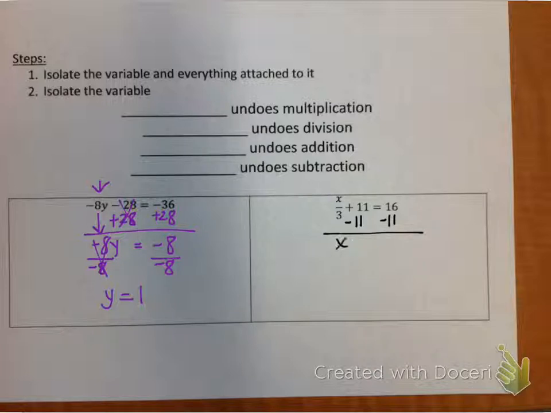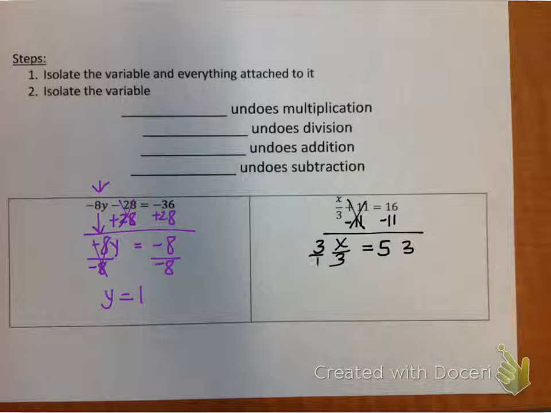I'm going to bring down x over 3. These cancel each other out. Bring down my equal sign. And I'm left with 5, positive 5. Now, this is where I know a lot of you get stuck. You see these divisions and you freak out. But all you have to do is remember that the opposite of division is multiplication, which means I'm just going to multiply this by 3, and I'm going to multiply this by 3.